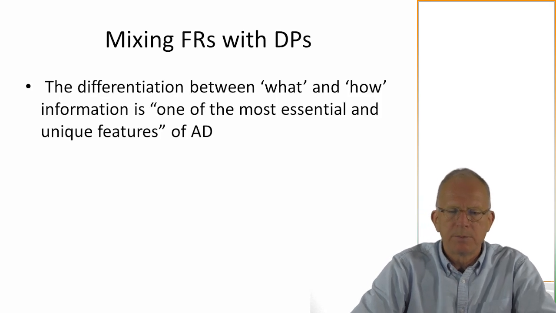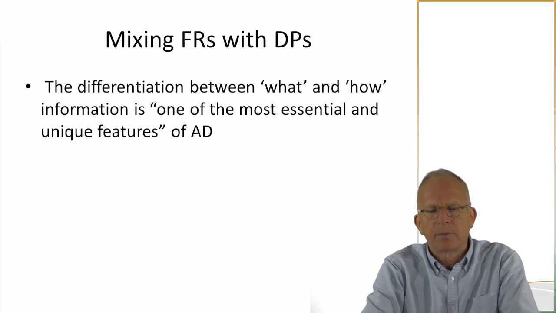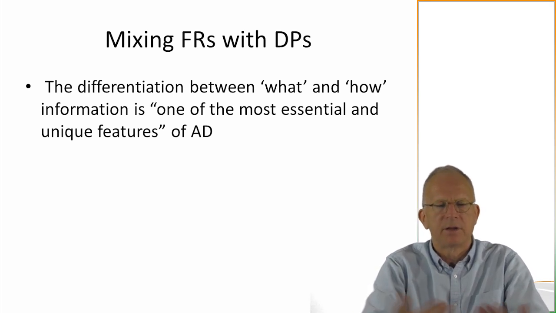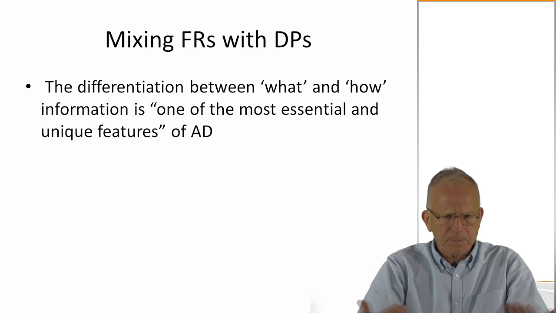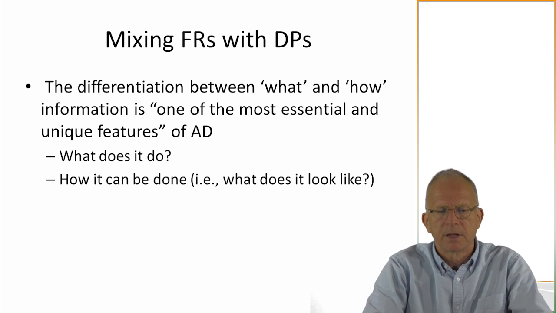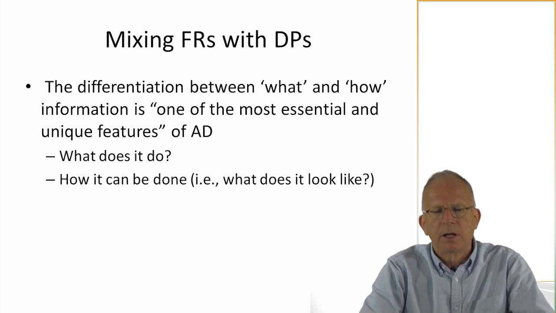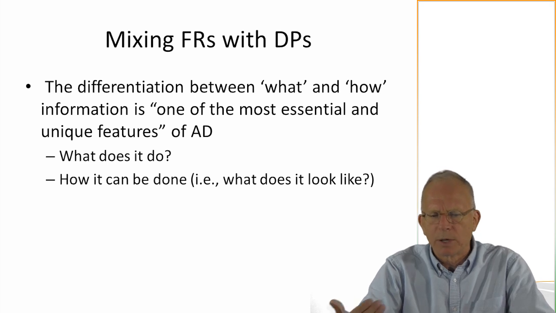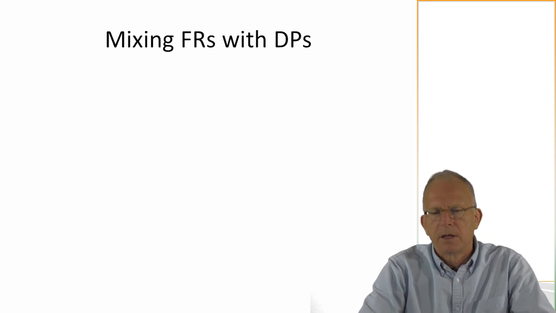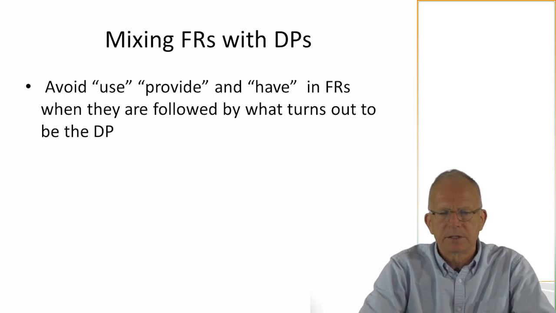Mixing FRs with DPs. So Professor Thompson talks about what and how, the FR talking about what and the DP talking about how. And this is one of the most essential and unique features of axiomatic design, this kind of two modes of thinking about the design, the functional and the physical. So what does it do, and then how can it be done? Now, I often say, what does it look like? Professor Thompson likes the how can it be done. Mixing FRs with DPs.